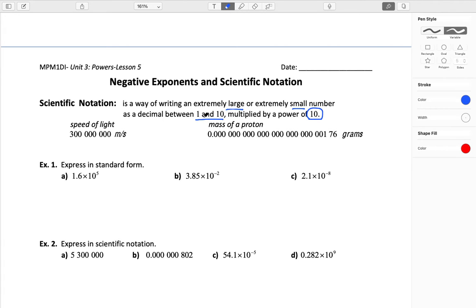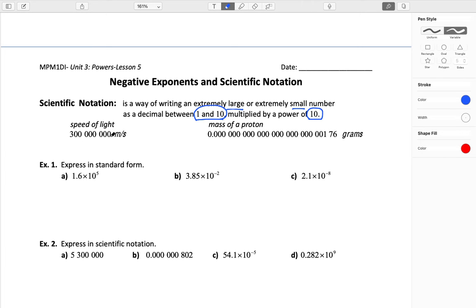So the first number must be between 1 and 10, and you multiply times 10 to an exponent of something. So for example, on the left, we have the speed of light. It looks like a very, very big number. So we have 300,000,000 meters per second.